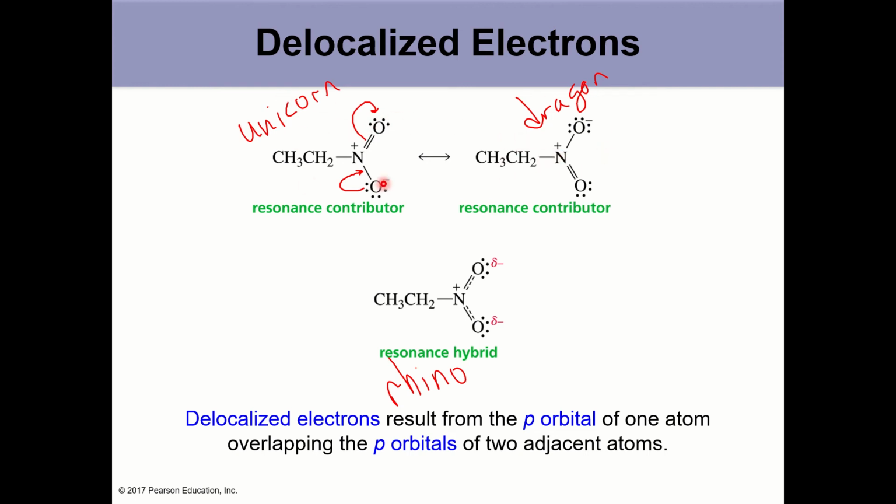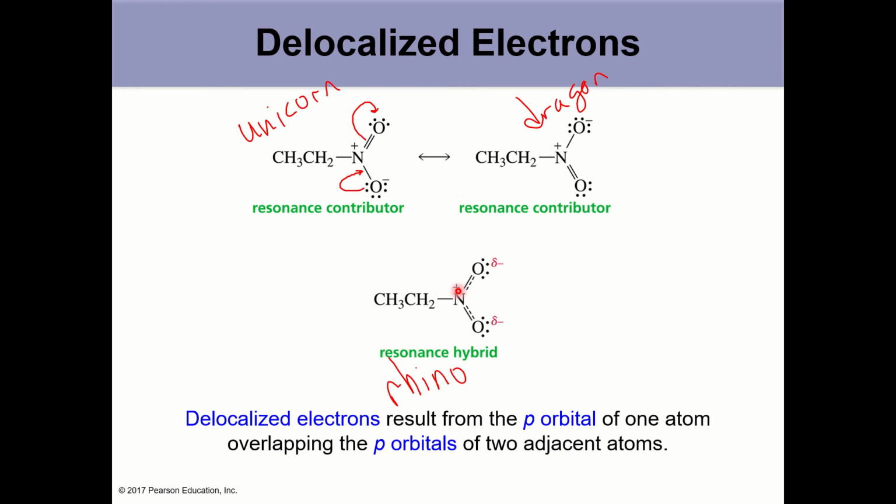So by moving lone pairs and pi electrons, we should be able to move between the unicorn and dragon forms of the resonance contributor. But you should also be able to draw the resonance hybrid, shown below.